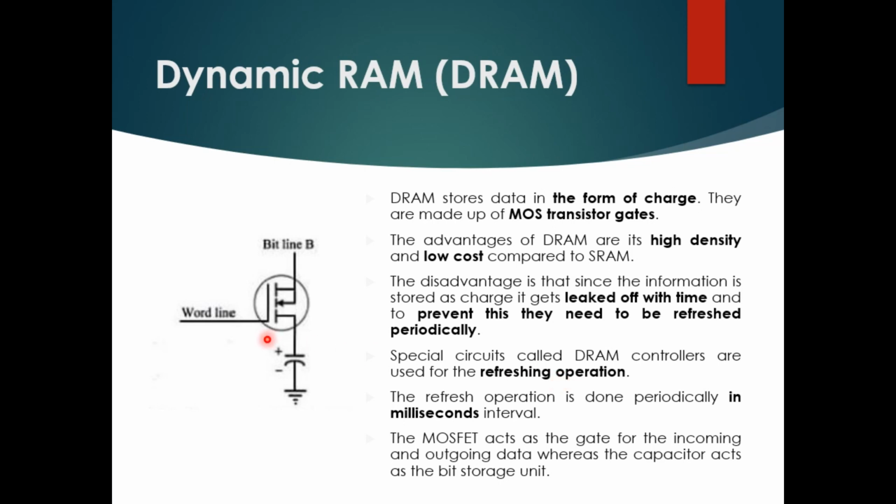As I told you initially, this word line is nothing but the gate of the MOSFET. So this gate of the MOSFET will act as a path line for both incoming and outgoing data. At this point of time, I know what is static RAM and I know what is dynamic RAM. I am talking about a single cell. You have to imagine such hundreds or thousands or lakhs of cells make your 4 GB RAM or 6 GB RAM or 8 GB RAM.